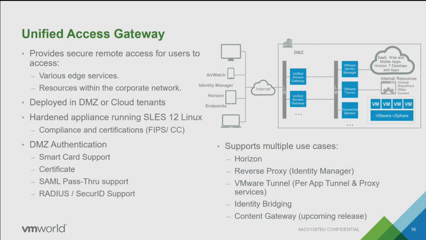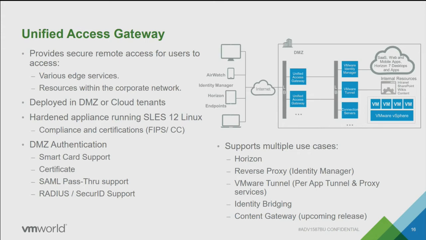And to marry that, we need to provide secure external access. So we've had Security Server for many, many years with Horizon. That's still there, but really we're focusing now on Unified Access Gateway. This is secure edge services for not only Horizon, but a lot of other EUC products. So it can reverse proxy into things like Identity Manager, it can do a VMware Tunnel into AirWatch, it can do per-app VPN, it can do identity bridging. So lots of things it can do there to give you secure edge services into your internal resources.